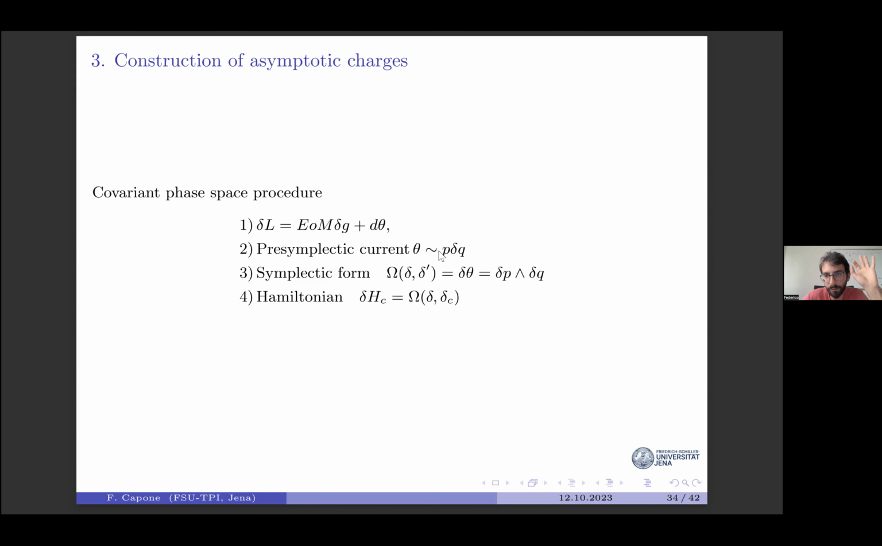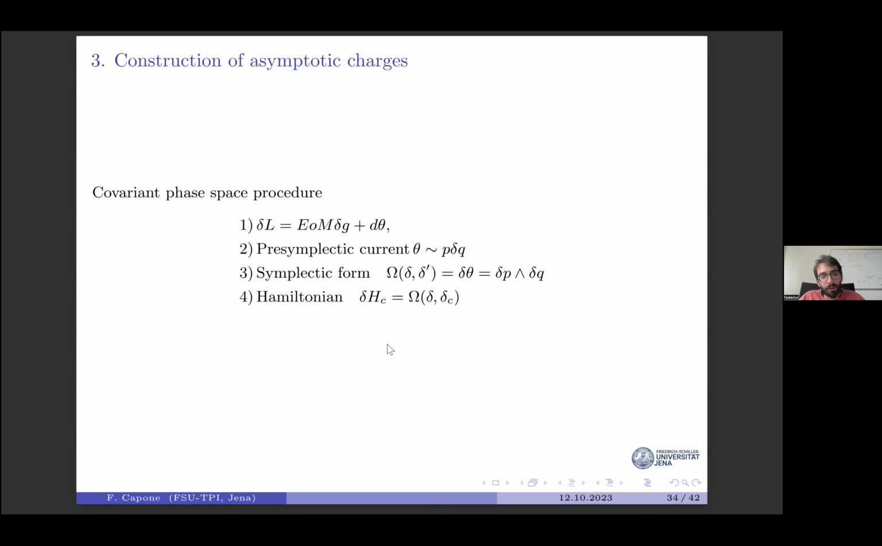If you take the Lagrangian of a point particle, so L equal to q dot squared, then you notice that this presymplectic current basically takes the form of p delta q, so it's momentum times basically this exterior derivative or variation of the coordinate, and then upon taking another variation, you build the symplectic form, which is in the standard form that you know from classical mechanics. Once you have a symplectic form, if the symplectic form is non-degenerate and finite and integrable, you can actually go and define your Hamiltonian charge, and you can integrate this equation to get a finite Hamiltonian if the right hand side is also integrable.